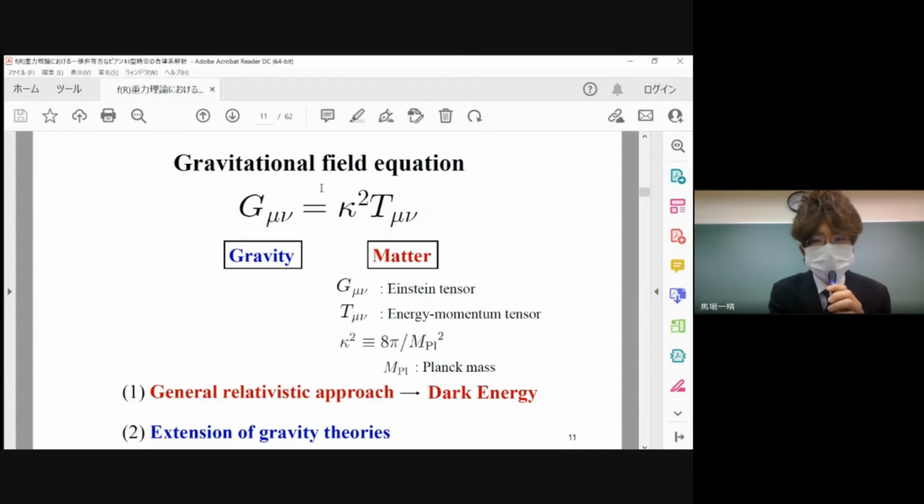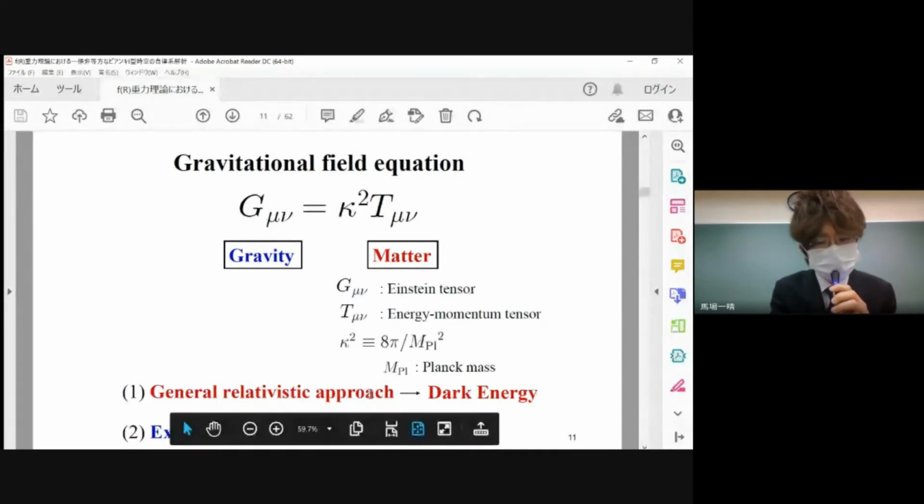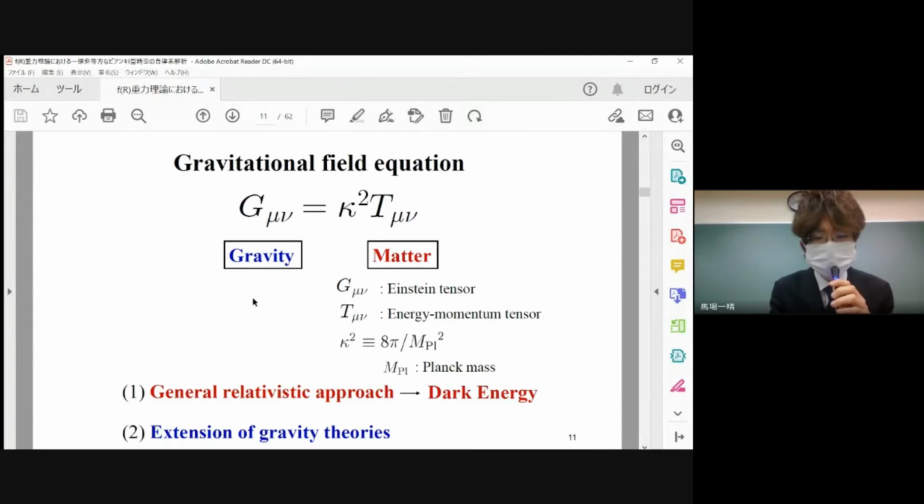This is the gravitational field equations. The first approach is to add some unknown energy components called dark energy on the right-hand side here, matter component. The second is to extend the gravitational sector on the left-hand side.